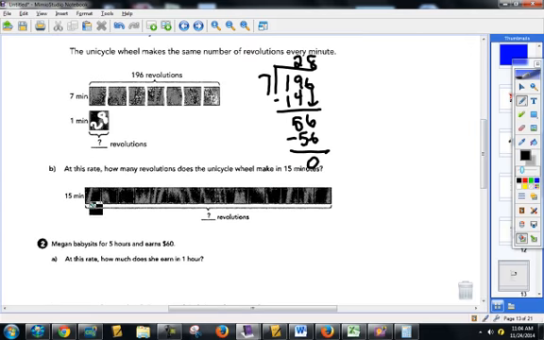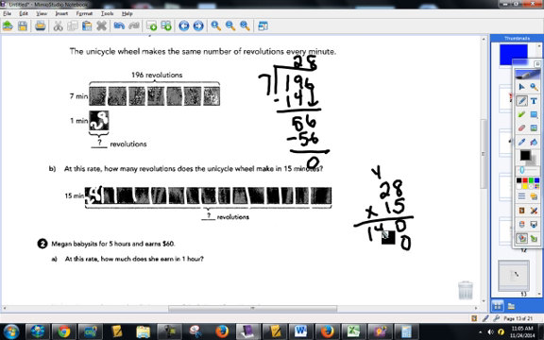Well, guess what? If we model 15 minutes, which we would do by drawing 15 squares, again, 3, 4, 5, 6, 7, 8, 9, 10, 11, 12, 13. Okay? Each one is representing 28, so you're going to do 28 times 15. And there you go. You end up getting 420. So you know it's 420 revolutions.